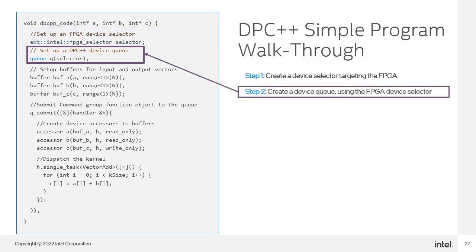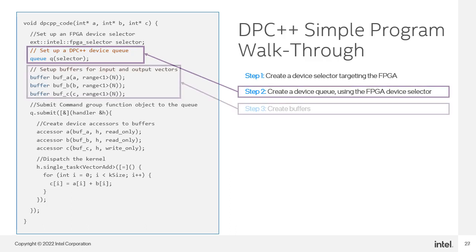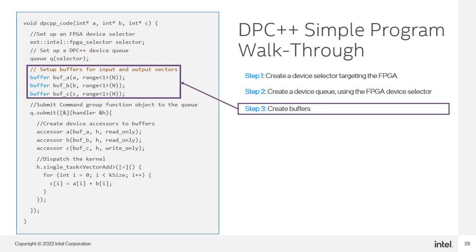In the second step, we create a device queue. This is like setting up a line of communication with the acceleration device, which is the FPGA. We will pass data and kernel dispatches through this queue. When we establish the queue, we need to also tell it what device it would interact with. Hence, we pass in the selector from the previous step. The next step is to create buffers. We will be using the buffers to encapsulate data that we will be using later on in the device.